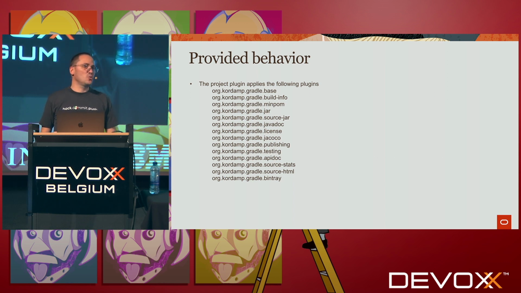Or if you happen to use code coverage, then Jacoco is probably the best tool that you can choose out there. There is a standard Jacoco plugin from Gradle, but it does not generate aggregates at the root. Well, this one does it. And there are a few more other things that we can see.